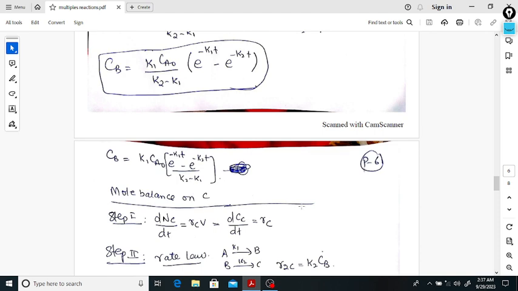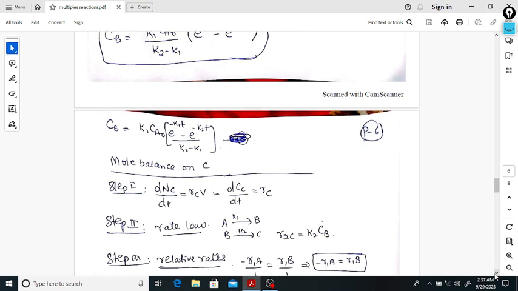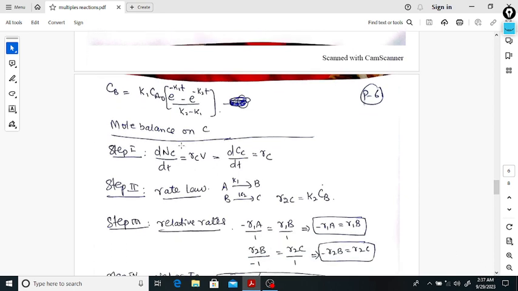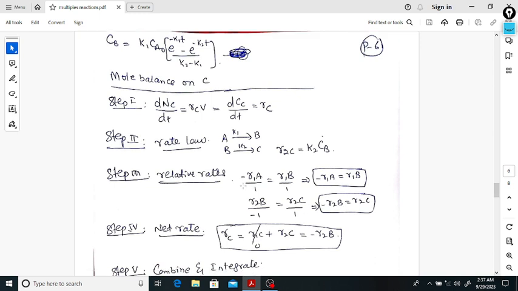Now take the mole balance on component C, similar to what we have already done for component A and component B. The component C mole balance is this one; divided by V, we will get the concentration of C, which is Rc. Step 2, rate law: component C is only present in reaction number 2, so R2C will be equal to k2 Cb. Step number 3, relative rates. Component C is not present in reaction number 1, so R1C will be equal to 0, and R2C will be equal to Rc, and it will be equal to minus R2B, from these relative rates, and minus R2B is nothing but R2C.